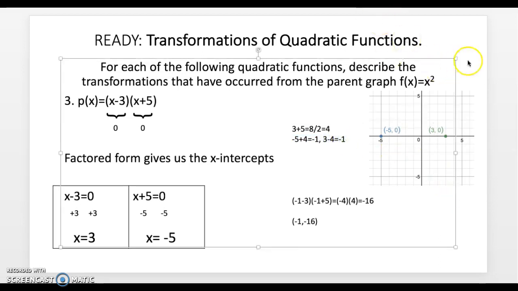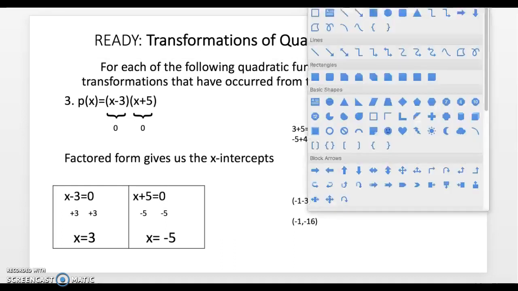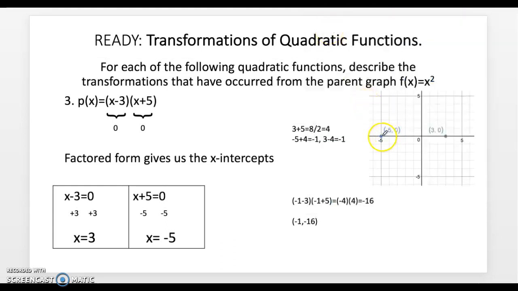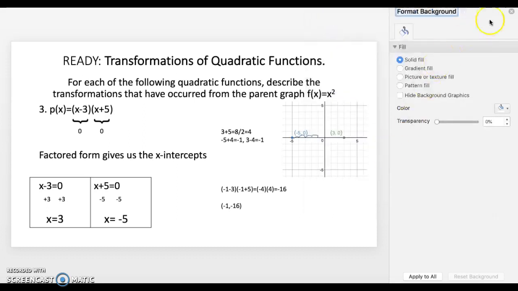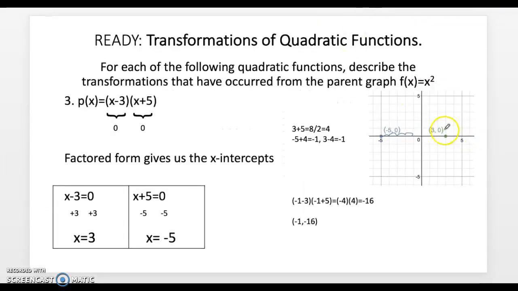So on our graph, you can see that here. If we go 4 to the right, we'll land at a halfway point and should be able to go 4 to the left from here. Oh wow, sorry. 1, 2, 3, 4. So that -1 is going to be our halfway point, our axis of symmetry.